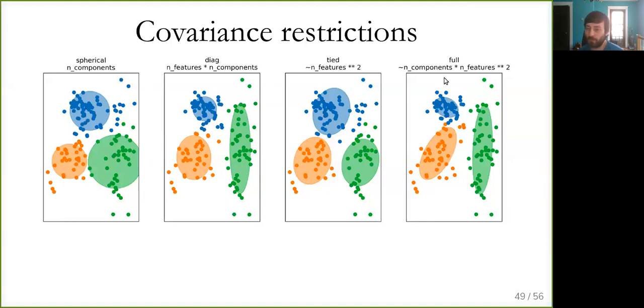And then you can have full, meaning you have a full covariance matrix for each of the clusters or each of the components. This is clearly the most flexible, but it also has the most degrees of freedom, so it's the most likely to overfit in some way. So the degrees of freedom are basically number of components times number of features squared. One full matrix is O of number of features squared. The covariance matrix is symmetric, so it's actually half that. So you have a full symmetric covariance matrix that's separate for each of the components.